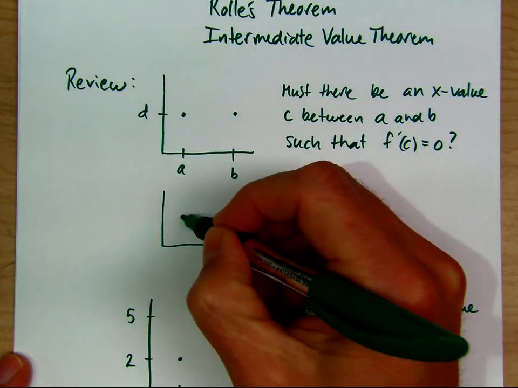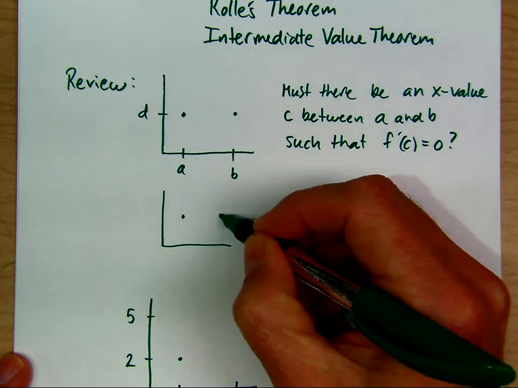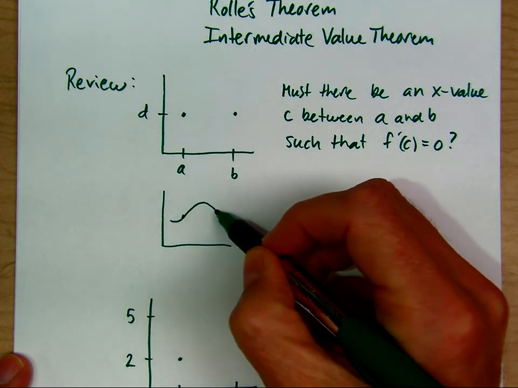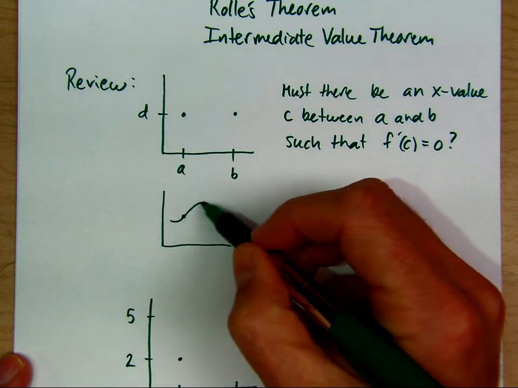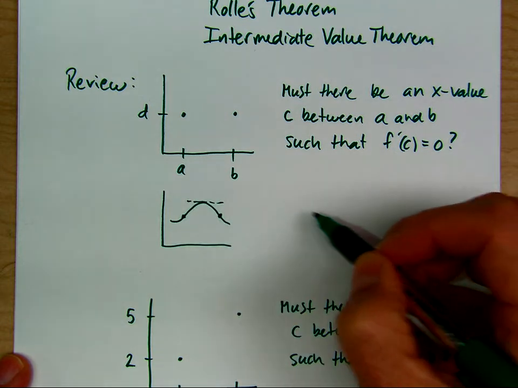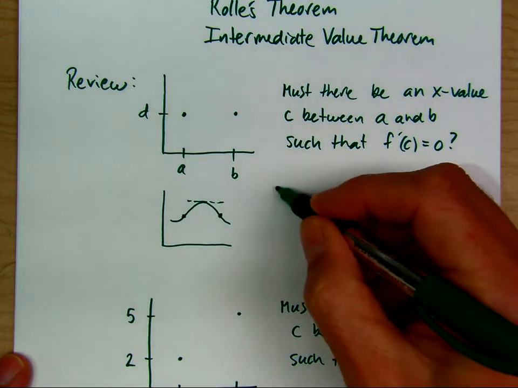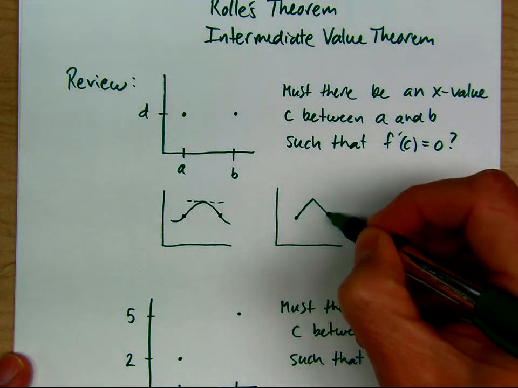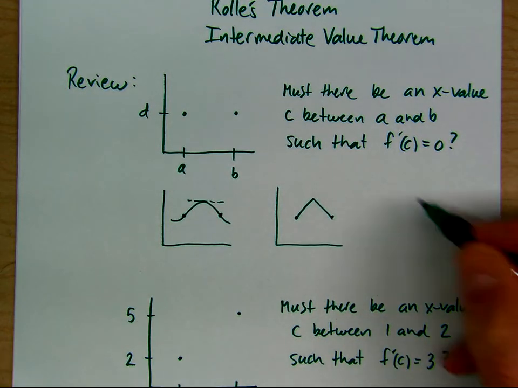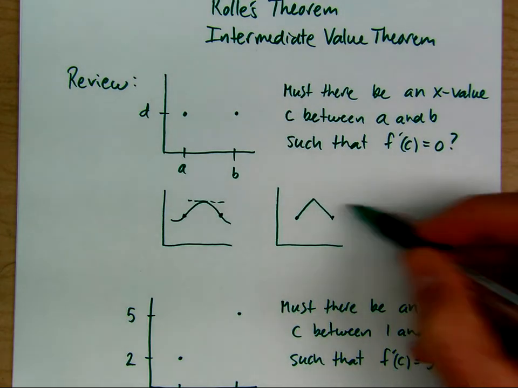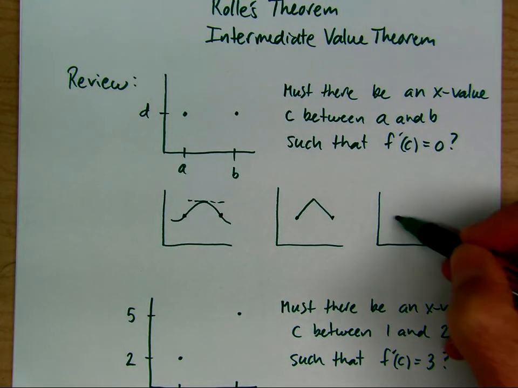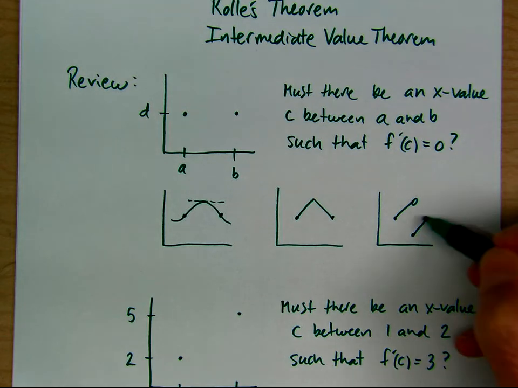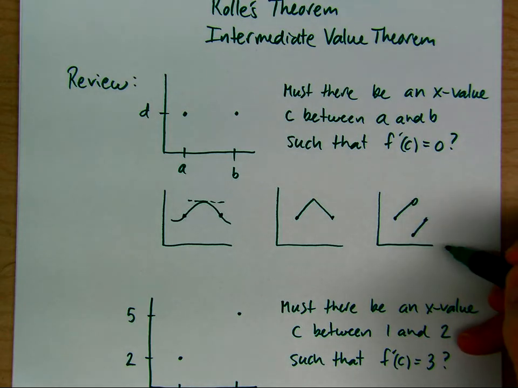So let's look at some of the possibilities. If we have 2 points and the graph goes like this, then we know there must be a horizontal tangent line and a slope of 0. But there could be a graph like this and there's no horizontal tangent line, there's no slope of 0. We could also have a piecewise function that goes like this, and there's no horizontal tangent line.